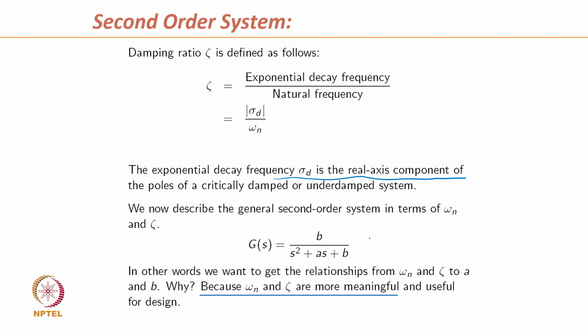So, we discussed we can have a quadratic equation and solve for the roots, or we can compare using the standard characteristic equation, which is s square plus 2 zeta omega n s plus omega n square. This is the standard characteristic equation. We can compare using this and find out the values of zeta and omega n. These zeta and omega n are more meaningful compared to finding the roots. When we start designing, these are the more handy parameters.